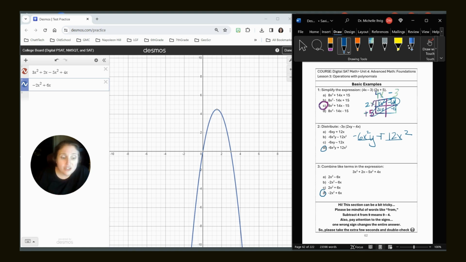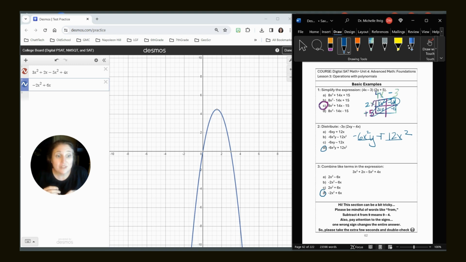All right, hi, this section can be tricky. Please be mindful of words like from, which you're going to see in, I think, the next couple. Subtract 4 from 9 means 9 minus 4. Also pay attention to the signs. One wrong sign changes the entire answer. So please take the extra few seconds and double check.